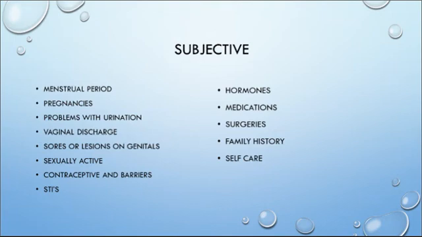Any kind of vaginal discharge? Any sores or lesions in the genital area? Are they sexually active? Are they having intercourse? Are they using barriers or contraception? Have they been exposed to sexually transmitted infections? Have they ever had any? Are they on any kind of hormones? Any medications for their bladder, or other medications that may affect the genitourinary system?